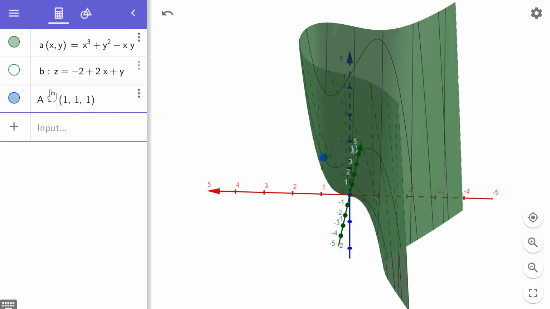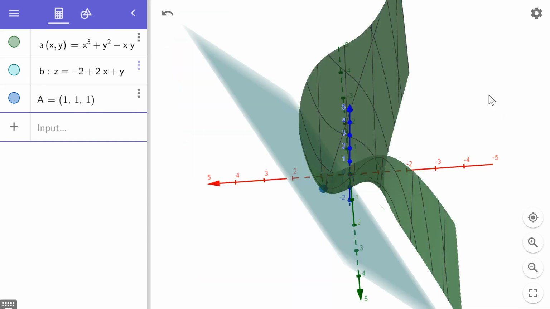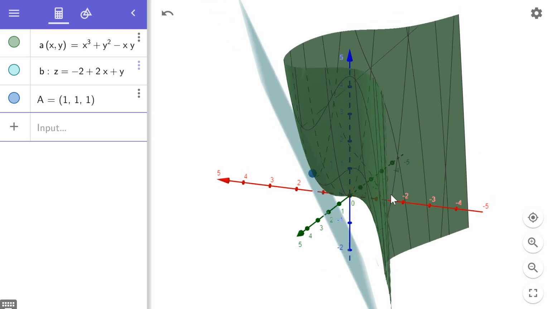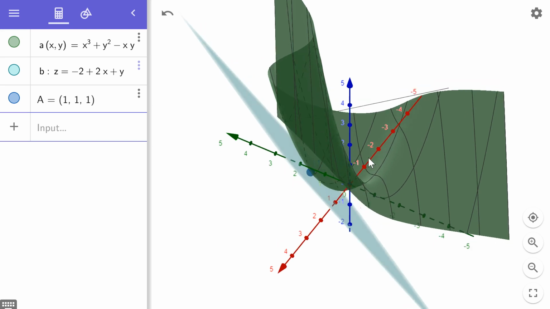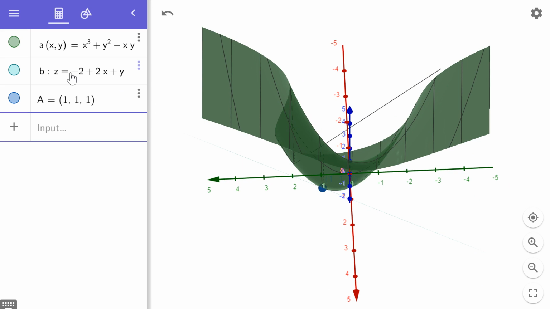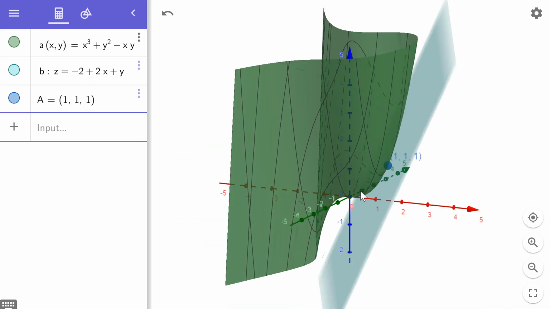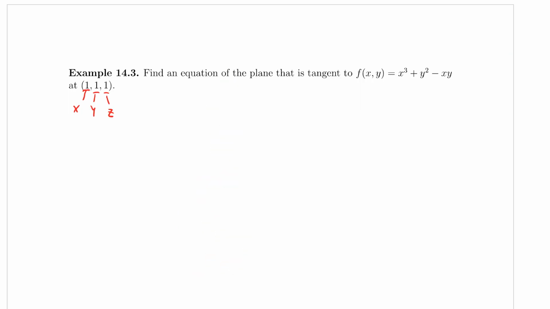Now let me actually show you right away what this plane is going to look like. This plane, the blue plane, notice how it is kind of tangent to my green surface. So this blue plane is basically what I'm looking for. And we can see here already that the equation for the blue plane is going to be z equal to negative 2 plus 2x plus y. But how would we go about finding this plane numerically? So let's take a look.